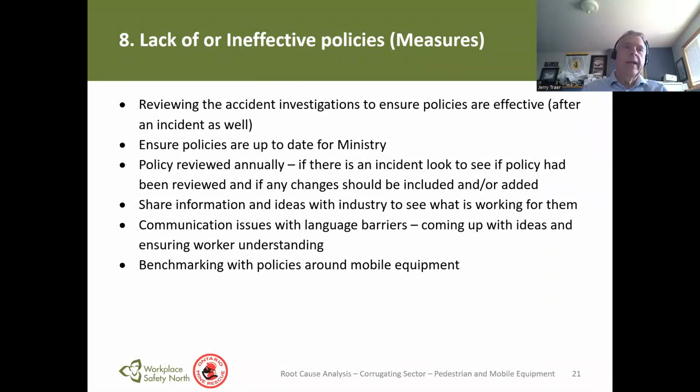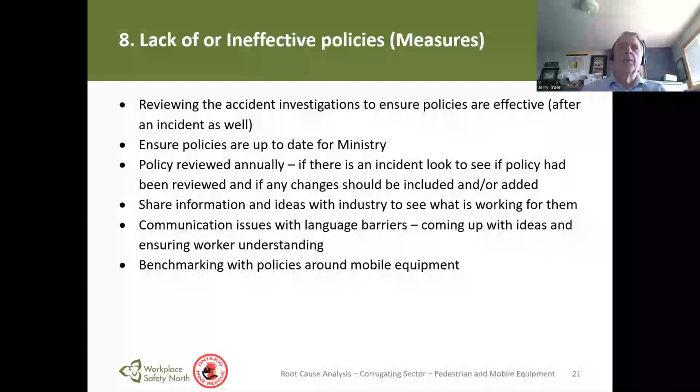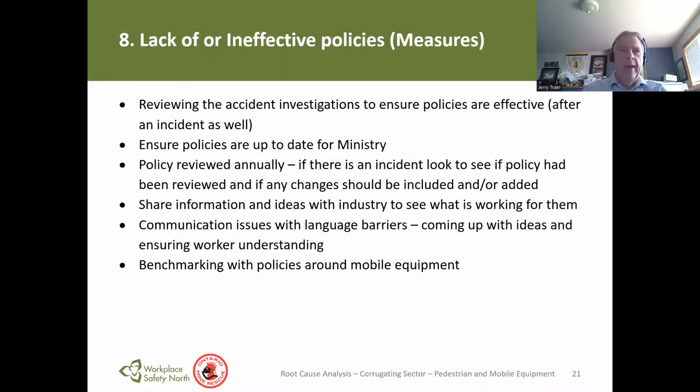In our corrugating sector, it's a large group, a lot of different players, a lot of different organizations, and getting into kind of doing that benchmarking where we maybe go to visit another competitor and look to see what they're doing in the area of that interaction between equipment and people.